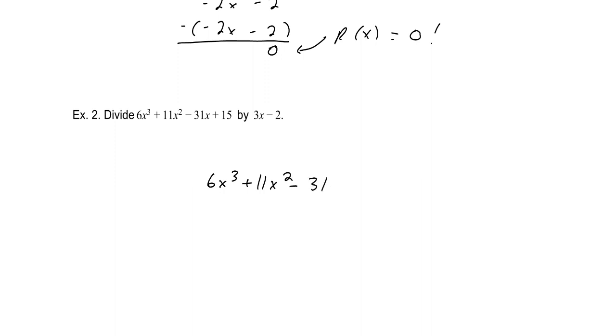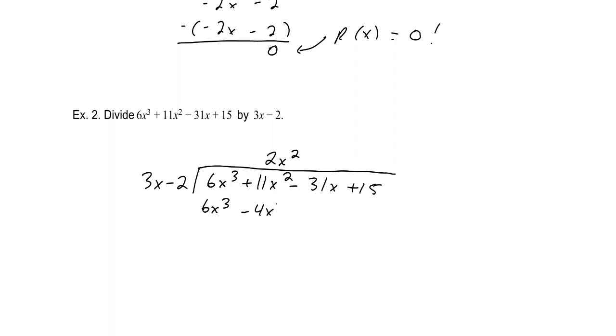Minus 31x plus 15, and our divisor is 3x minus 2. So the question first is 3x times what would give me a 6x cubed? And that would be a 2x squared, because x squared times x is going to be an x cubed. So multiplying that would be a 6x cubed, like we planned it to be. 2x squared times negative 2 is minus 4x squared. Then we will subtract those two terms.